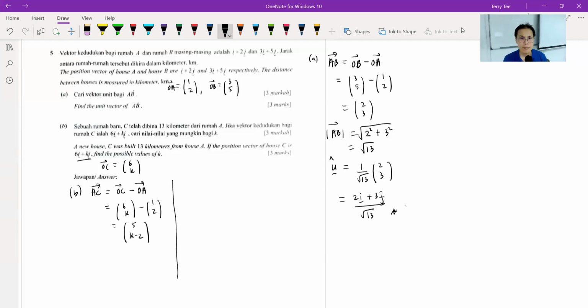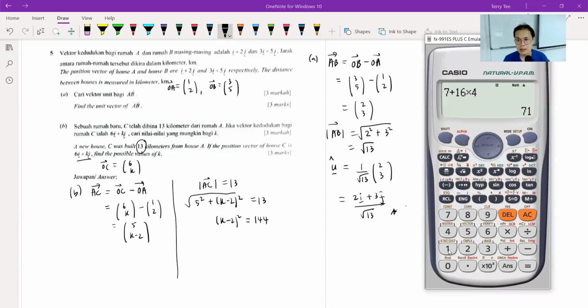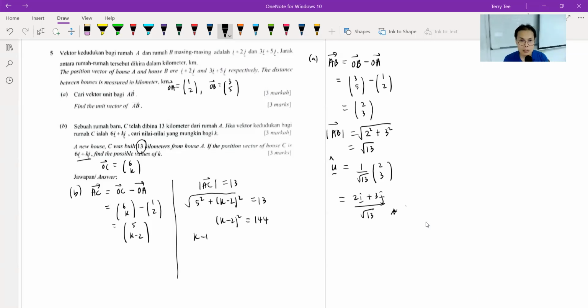Now, they say the magnitude is 13 kilometers. To find the magnitude, we take 5 and square it, k minus 2 and square it, put the square root over, and you should get 13. In fact, we know this is 5, 12, 13. So I would say (k minus 2) squared should be 12 squared, or you can say 144. If you don't believe me, just use your calculator: 13 squared minus 5 squared, you should get 144, and the square root of 144 is 12. But remember to put plus minus. There are two possibilities. Your k minus 2 can be negative 12, or it can be positive 12. As I bring over, k is negative 10 or positive 14. Two possible answers.